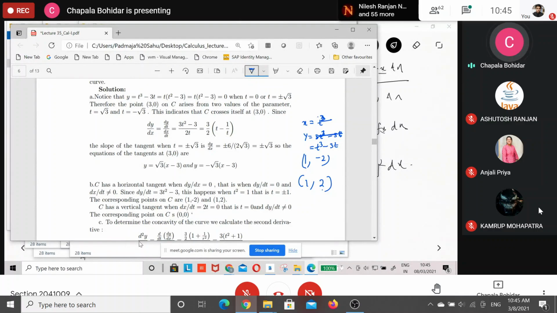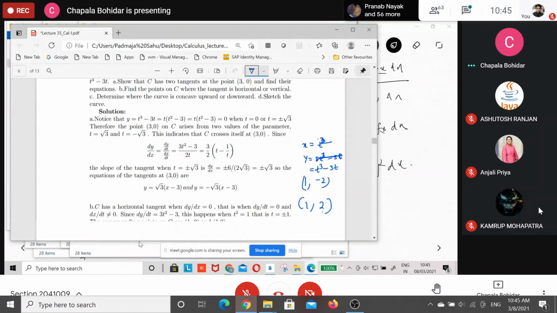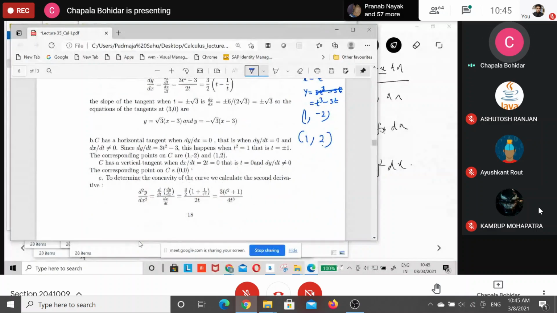Then the third part of the question is: determine where the curve C is concave upward or downward. To find out whether it is concave upward or downward, we have to find the second derivative.